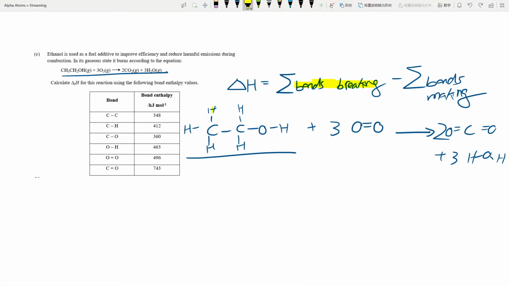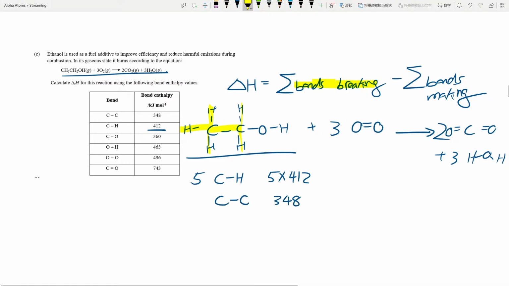We need to break 1 CH bond, 2 CH bonds, 3 CH bonds, 4 CH bonds, 5 CH bonds. So we need to break 5 CH bonds. What is a CH bond? It is 412. So that's 5 times 412. What else do I need to break? I need to break a CC bond. It's very handy to have a highlighter, because you can just do this on the day. So that's going to be 348.